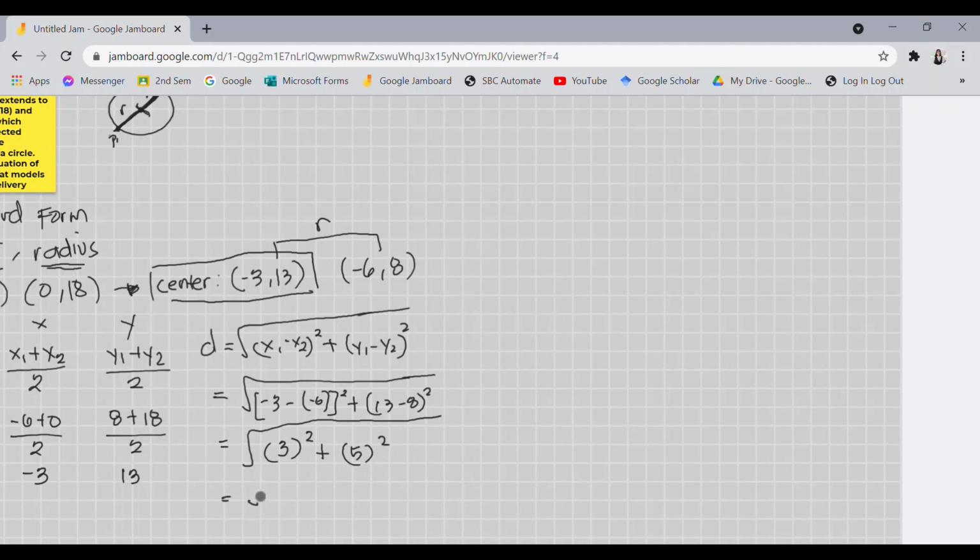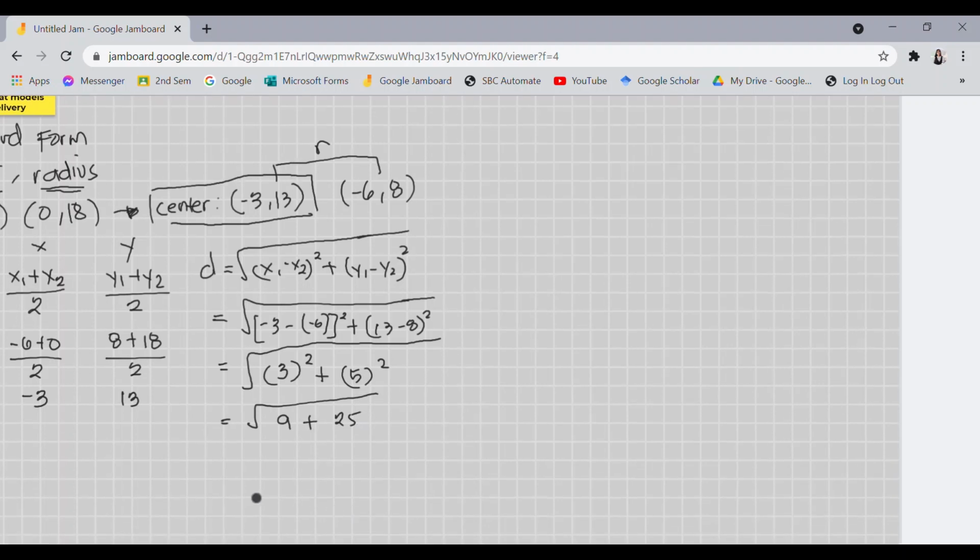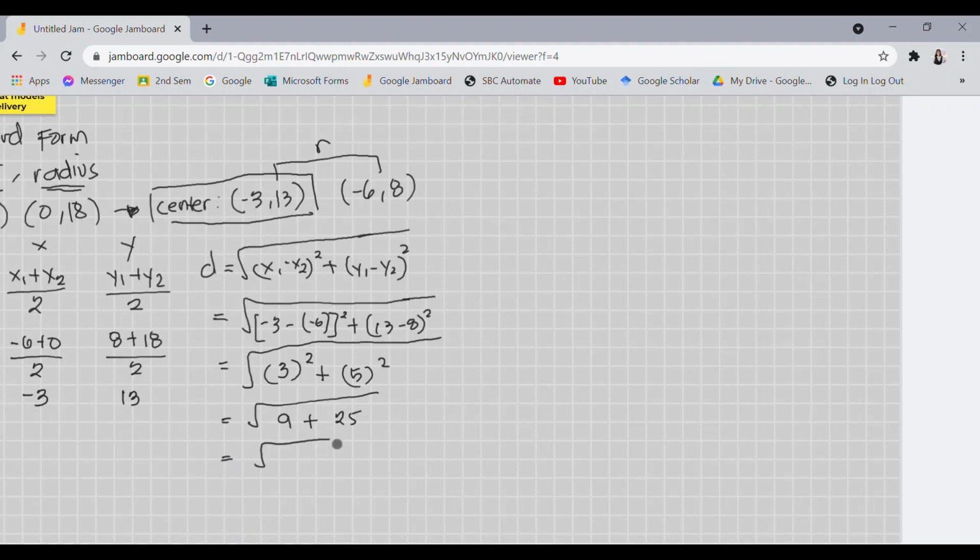3 squared is equal to 9. And 5 squared is equal to 25. And then, the sum of 9 and 25 is 34. Still, we have square root. So, square root of 34 is equal to 5.83. Okay? So, square root of 34 is approximately between 5 and 6. In decimal form, that is equal to 5.83. This is now the length or the value of your radius, since this is the distance from the center to 1 point on the circle.